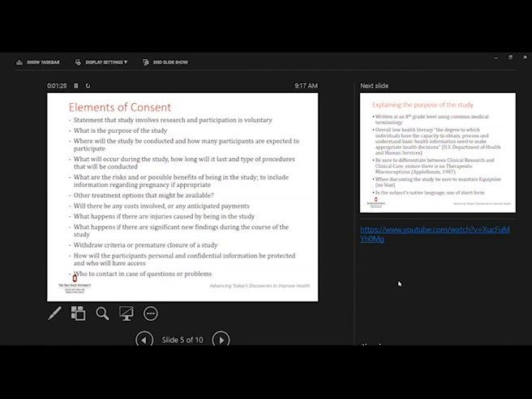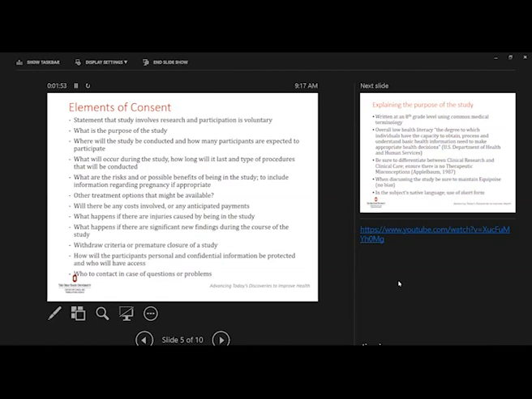But just to review the elements of consent for what we're going to talk about here as we move forward: the statement that the study involves research and that participation is voluntary. Obviously, this goes back to our historical documents of why that is so important, and making sure they understand that this is not something that they have to participate in order to still keep receiving care.